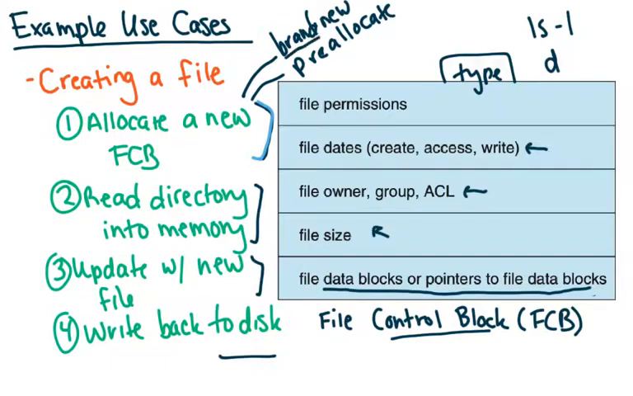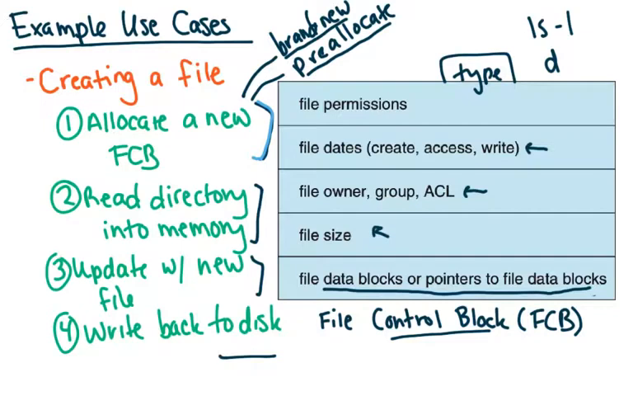There are two different ways that you can allocate a new file control block. You can create a brand new one, or you can use a pre-allocated one. Some OSs do it in different ways. Some don't pre-allocate any file control blocks. Others pre-allocate n number of them, and then you can just use one of those pre-allocated ones.